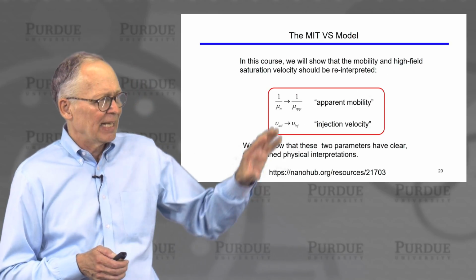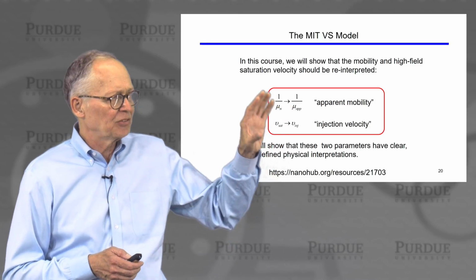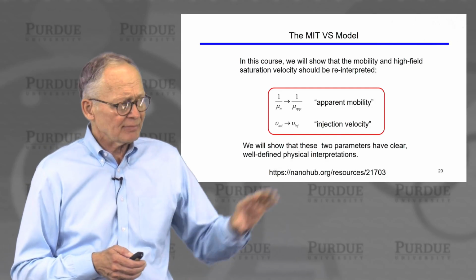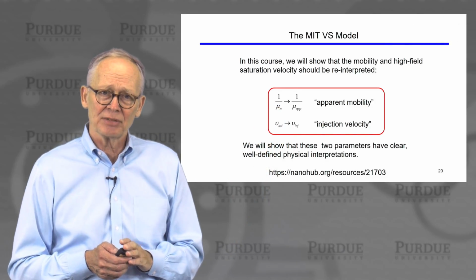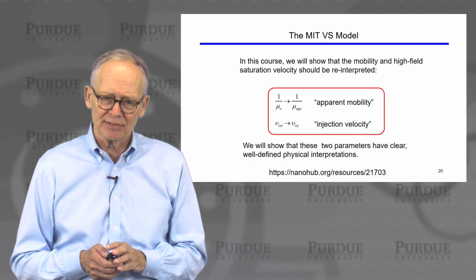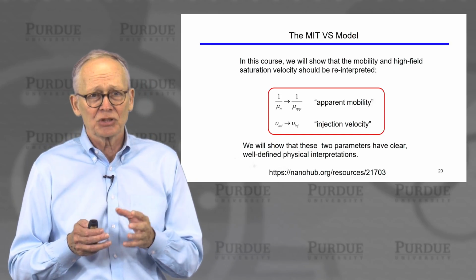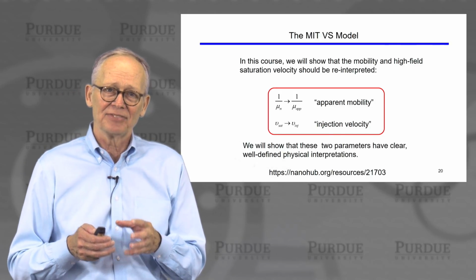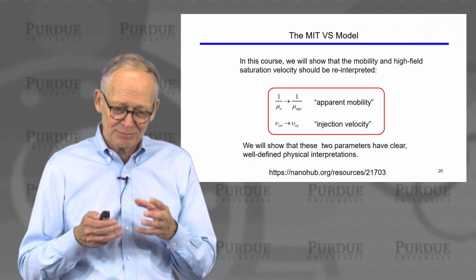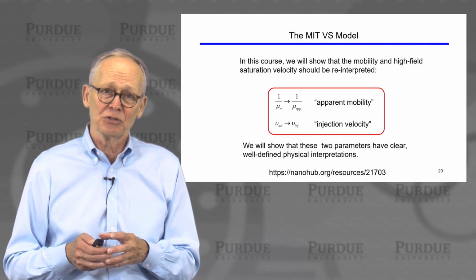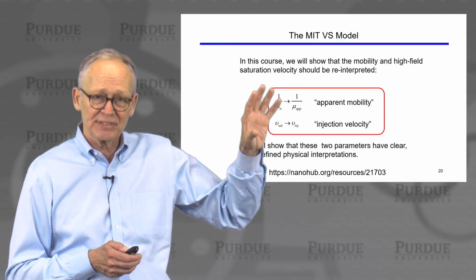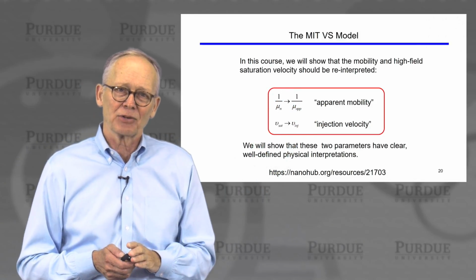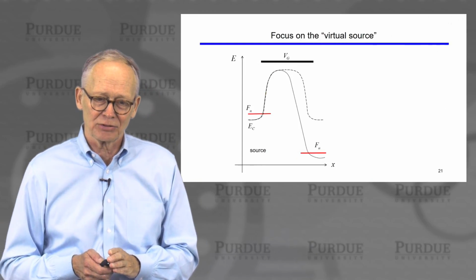shaky physics. And what we'll see is that if we simply replace the mobility by something we call an apparent mobility, and if we replace the saturation velocity by something we call an injection velocity, now we will show that these are more than two curve-fitting parameters, that these are really parameters that have physical significance. And part of our goal, especially when we reach Unit 4, will be to explain the physical significance of these parameters and why they work so well in describing the characteristics of modern nanoscale transistors.